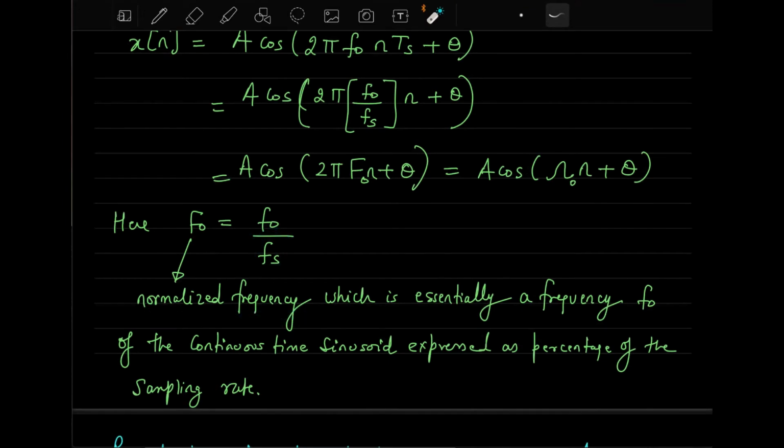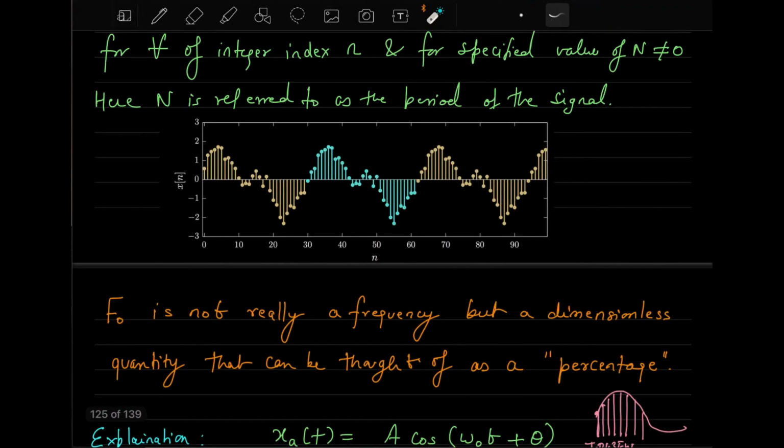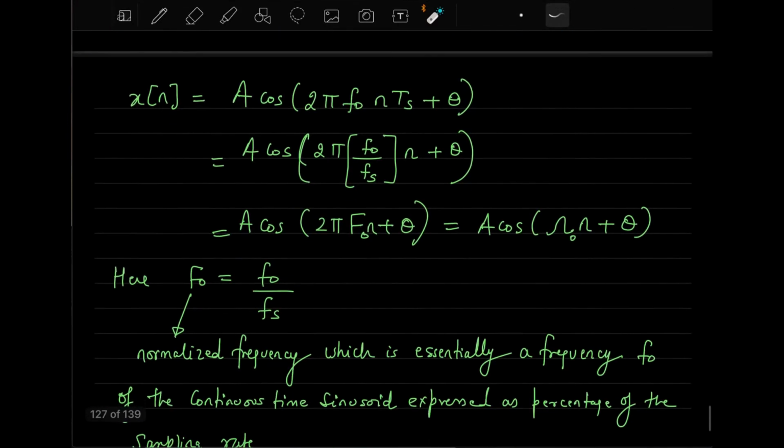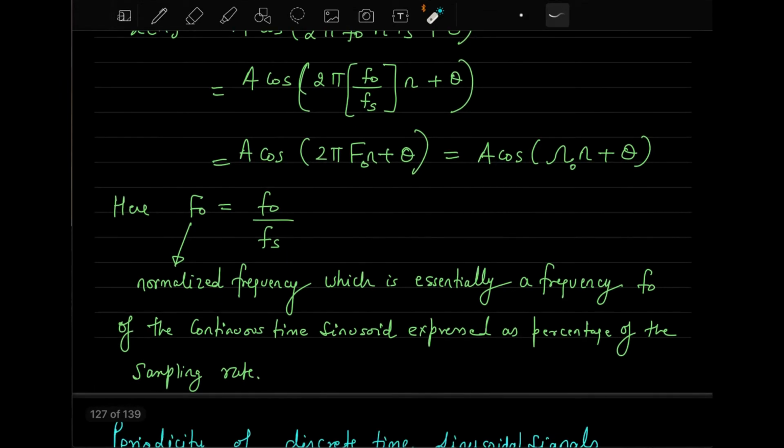It is also called a percentage, as I was telling you earlier, some percentage type of word we are using. This percentage tells how much percentage your f0 is compared to the sampling frequency fs. That is basically given over here.